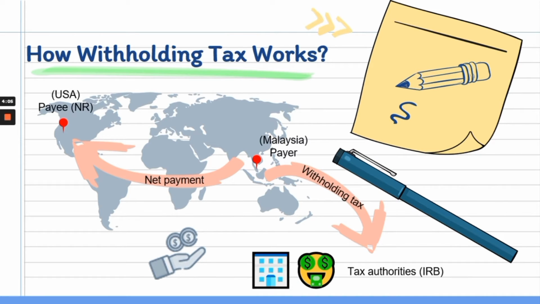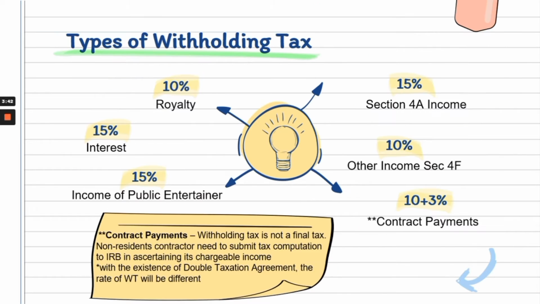So how does withholding tax work? It occurs when the payer, which is a resident in Malaysia, pays a sum of net payment under the scope mentioned earlier to the non-resident, which is the payee, USA. The payer then will be appointed as an agent responsible to collect income taxes from such non-residents, to withhold a portion of the payment and pay to the tax authorities. Such portion of payment is known as withholding tax.